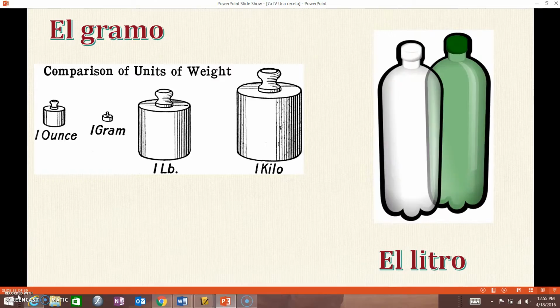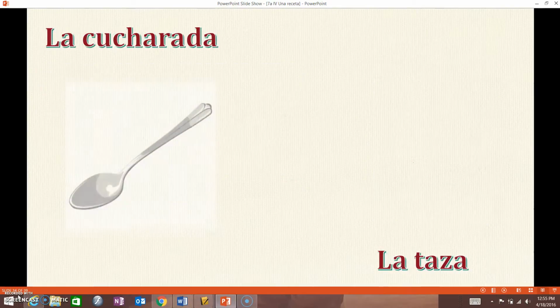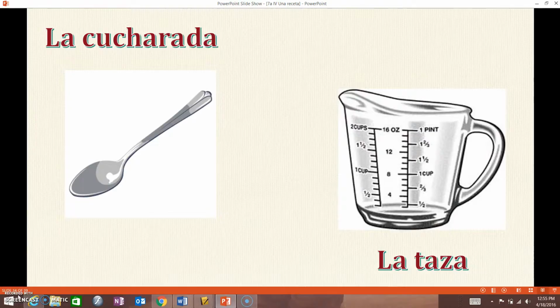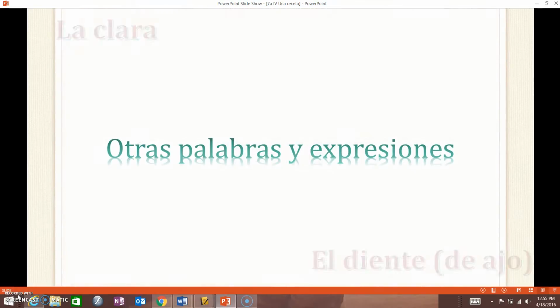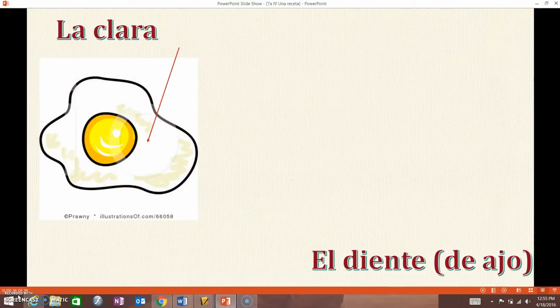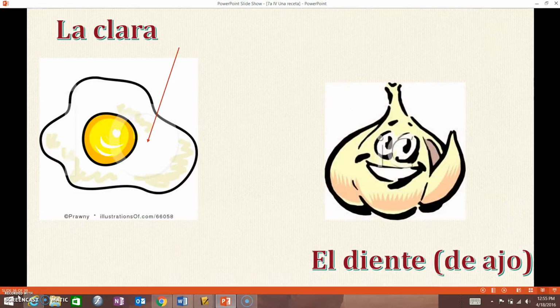El litro, como liter, think of a bottle of Coke or Pepsi. Usually get them in 2 liters, so 1 liter would be half of that, un litro. La cucharada, a cuchara is a spoon, so la cucharada is like a tablespoon. Y la taza is a cup, which I showed before, so la taza here would be like a measuring cup. Otras palabras y expresiones. La clara es una parte de un huevo. Clara is clear, so it's the egg white, part of the egg. A lot of times recipes call for egg yolks or egg whites. So la clara, the clear, is the egg white.